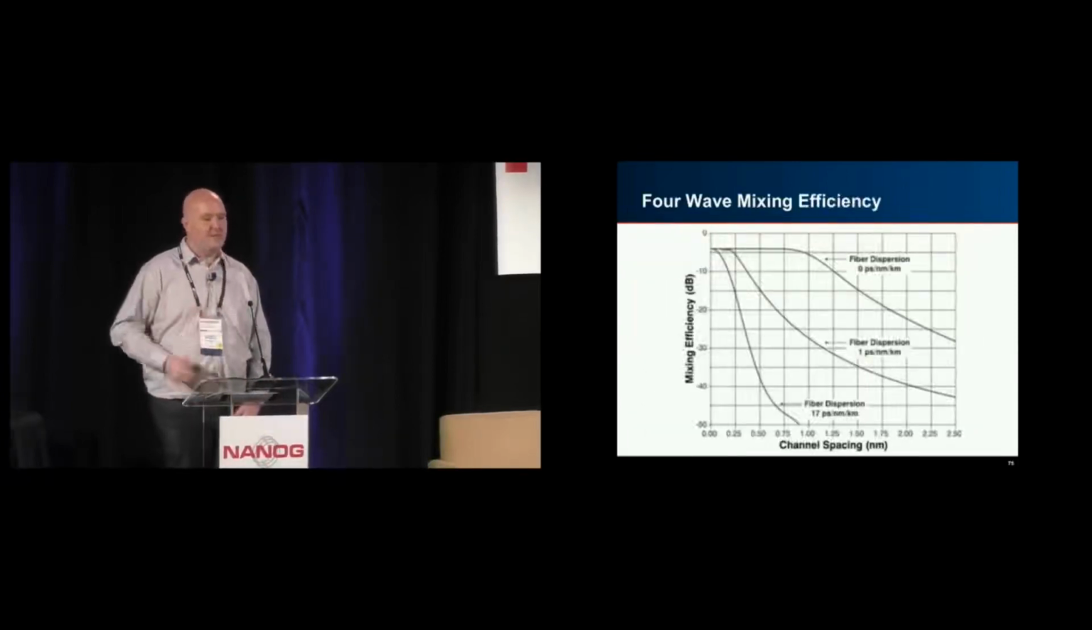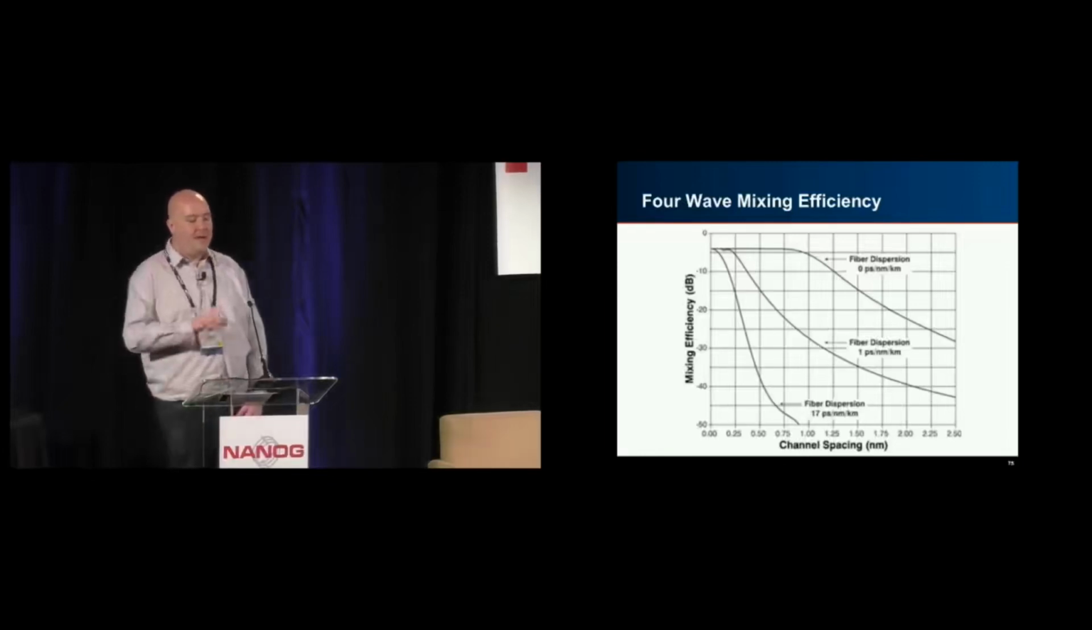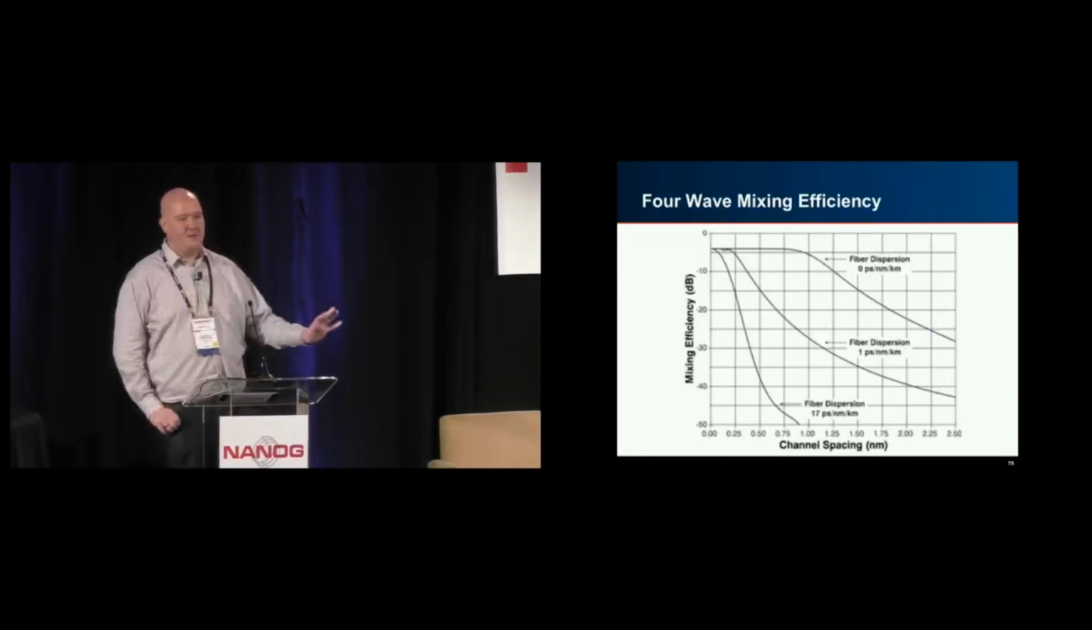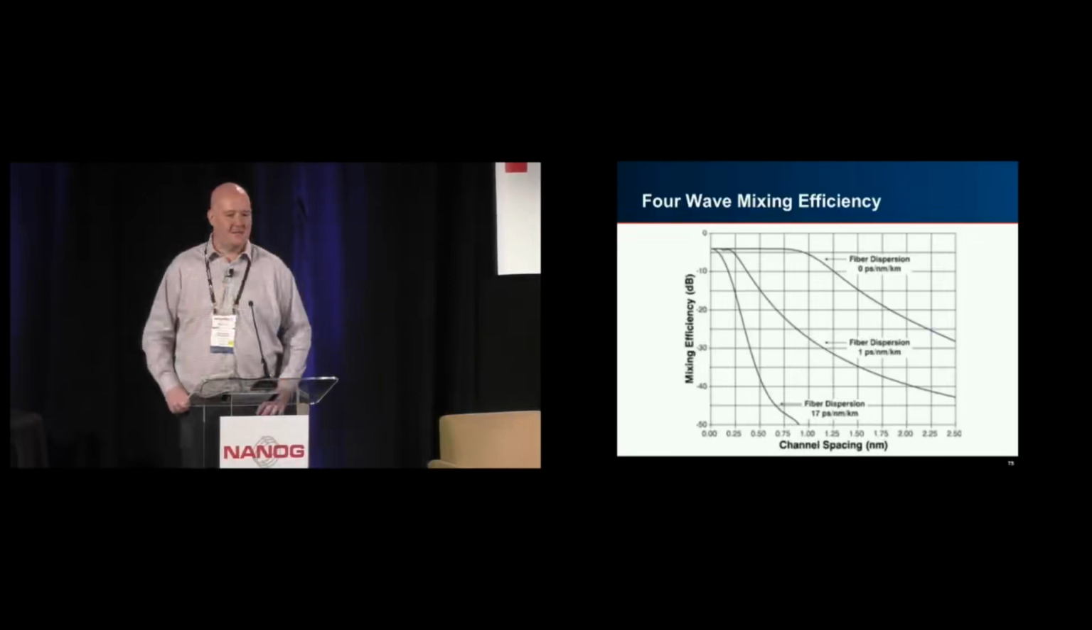So here's an example showing why that is. If you look at this top line, this is an example of a 0 dispersion fiber. And you see that you go all the way out to 0.8 nanometer spacing, which is a 100 gigahertz channel. At 0.8 nanometer spacing, we're basically causing huge amounts of mixing. This is the mixing efficiency, so how easy it is for these signals to mix.